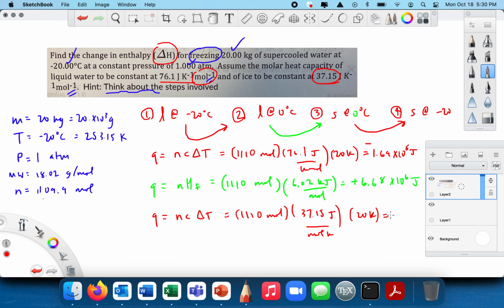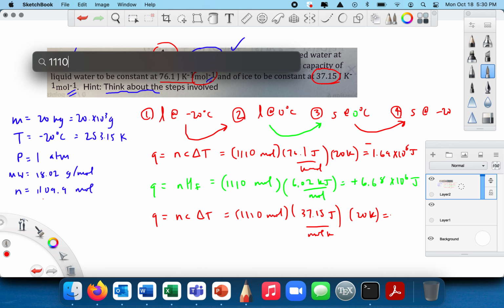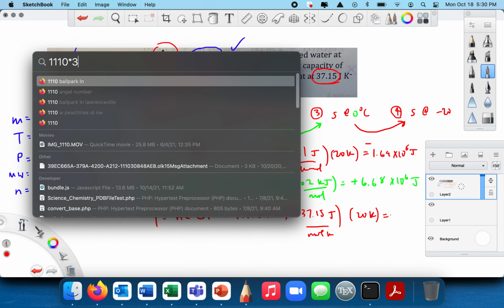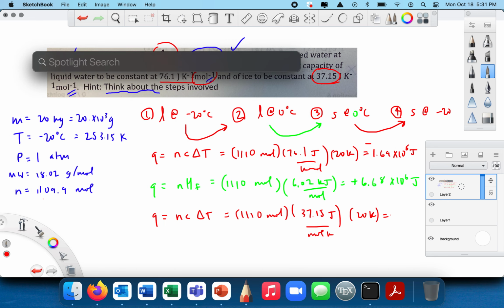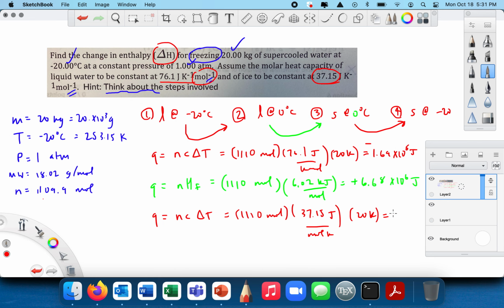So it is equal to, I gotta do that in my calculator, 1110 times 37.15 times 20 is equal to 0.833 times 10 to the 6 joules. I'm going to keep these all in the same regime, right? I wanted to make all these 10 to the 6, so that way I can add them more easily.